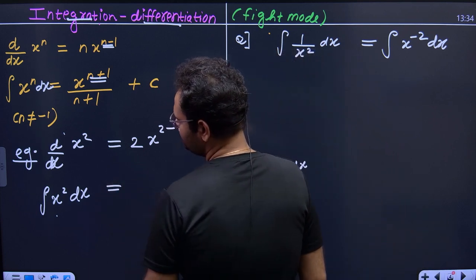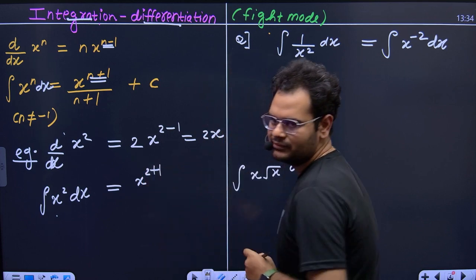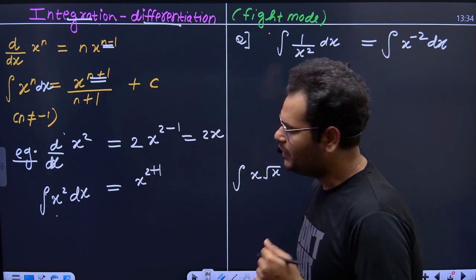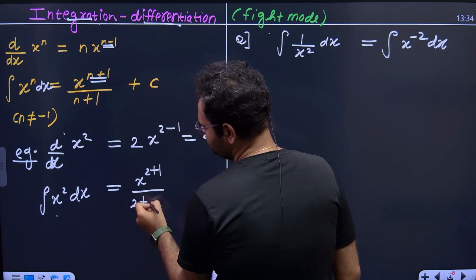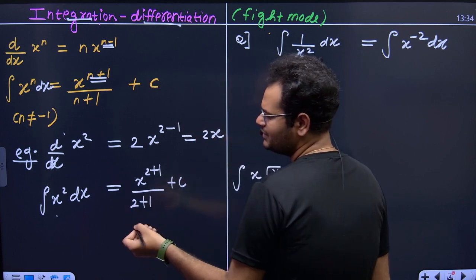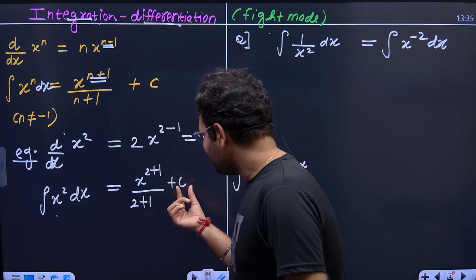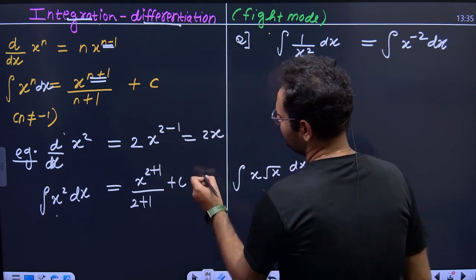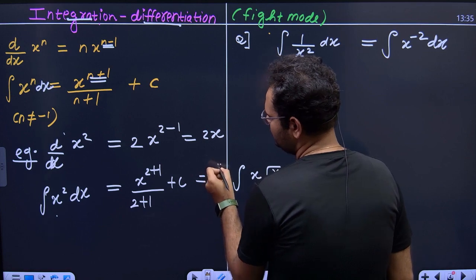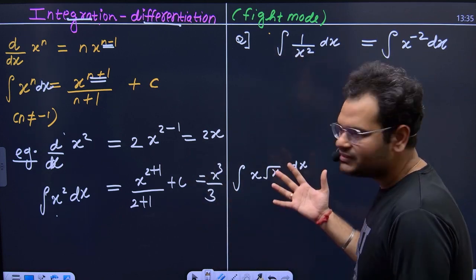In integration, first you have to add in power. So 2 plus 1 it is. Whatever exponent is there, that you have to add. And the same thing will come in a denominator. And plus c, because it is indefinite integration, just remember that you have to add this c whenever limits are not there. Okay, so what the answer is? X cube divided by 3. Very easy.